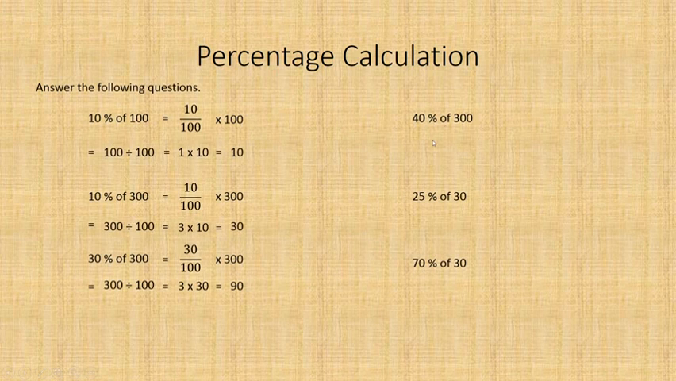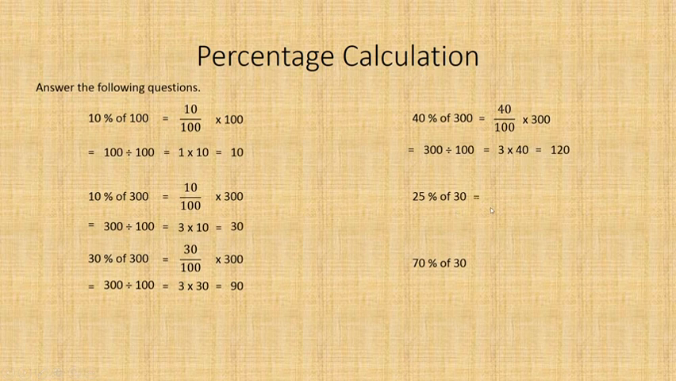Okay, 40% of 300. So 40 over 100, it's going to be the same thing. 40 over 100 times 300. So 300 divided by 100 is going to be equal to 3. And this 3 I will multiply by the numerator, which is 40. So 3 times 40: 3 times 4 equals 12, and add a 0, so it's going to be equal to 120. Okay, next question. 25% of 30, so it's going to be 25 over 100.